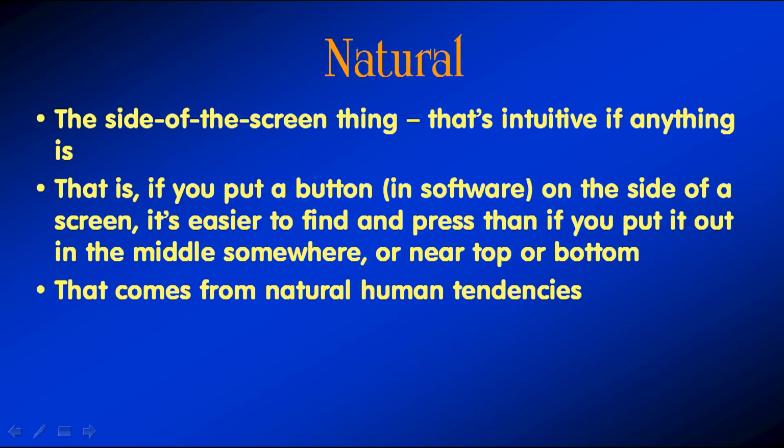Now, so what's actually natural? If you're designing an interface for software and you put a button on the side of the screen, right up against the side, it's easier to find and press than if you put it out in the middle or near the top or the bottom, because the person can move across the button with their mouse and then have to go back. Whereas when they go to the side of the screen and stop, they're stopped by the screen itself. That comes from natural human tendencies. That's intuitive, if anything is.